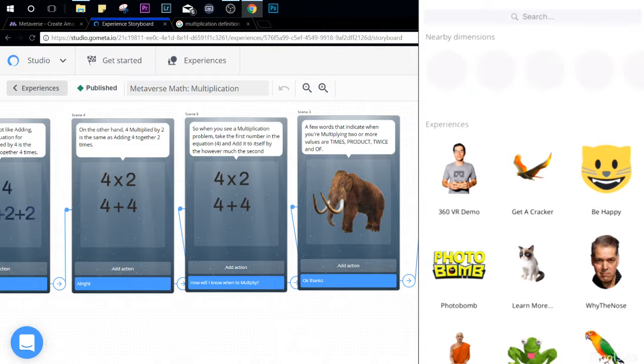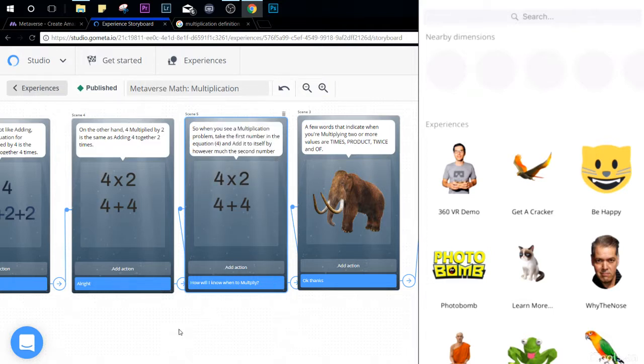And I was thinking about putting that in there, but I didn't want to throw too many numbers out there early on. But anyhow, when you see a multiplication problem, take the first number in the equation and add it to itself by however much the second number in the equation is worth.